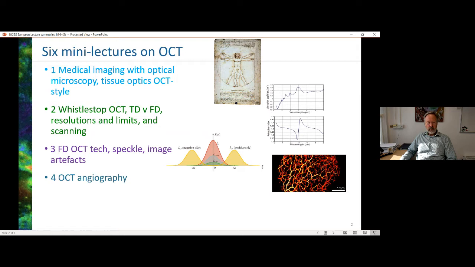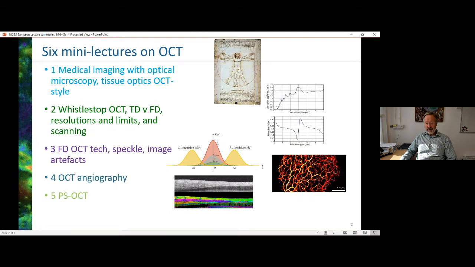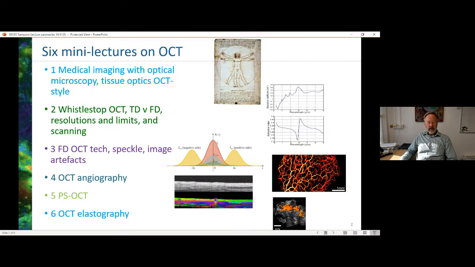And then the fifth lecture, we went into another extension of OCT, which characterizes polarization properties of tissue, primarily birefringence and the optic axis of the birefringence, and gave some examples of that. And then finally, a third extension amongst all of the various extensions we might consider, and that is OCT elastography, or as we call it, OCE, which is probing the mechanical properties of tissue. So that's the six lectures in a nutshell.